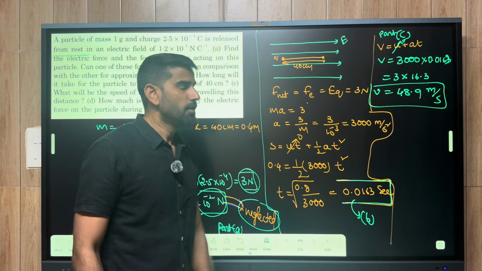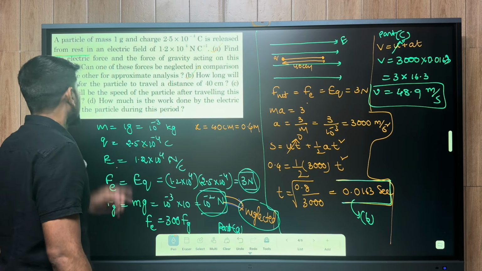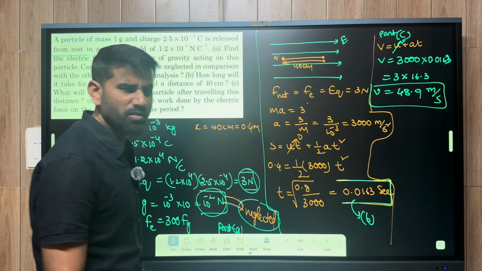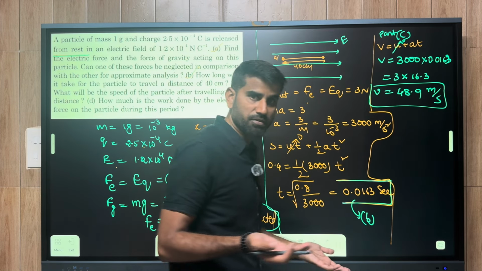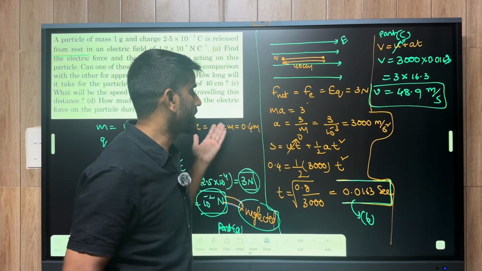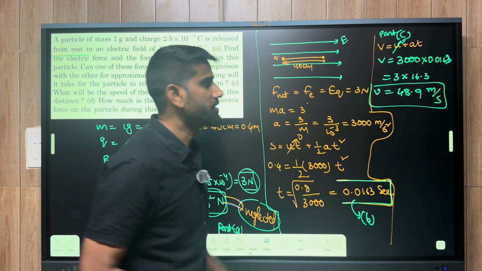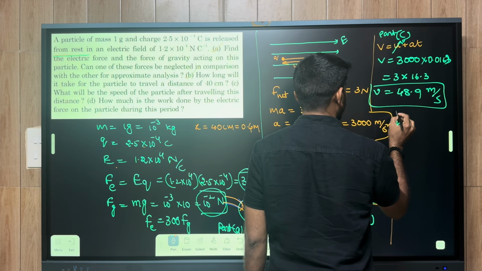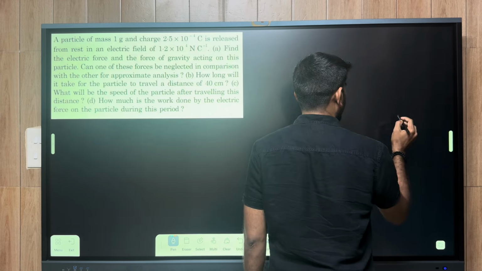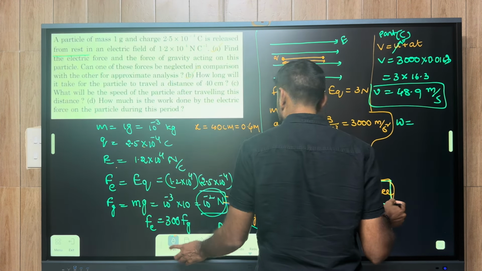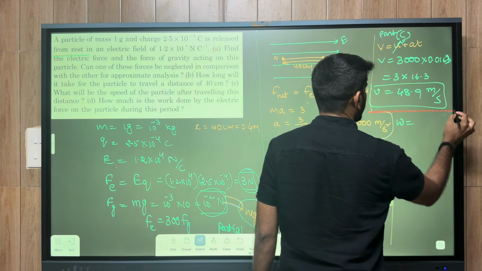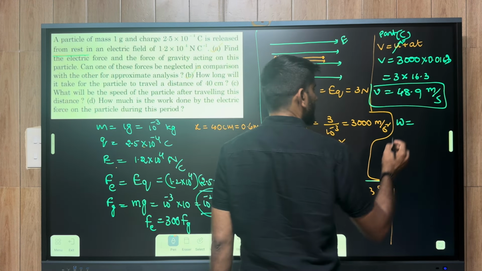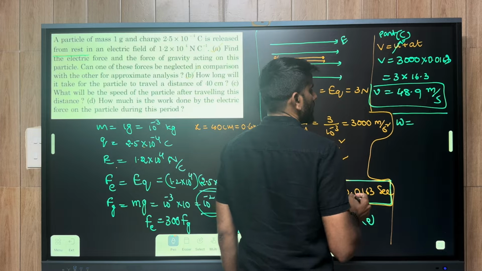I hope all the steps are clear till now, right? Let's move on to the last part. How much is the work done by the electric force on the particle? Work done by the force. Since the electric field is uniform, the force is constant. Work done by a constant force. We are solving part D.